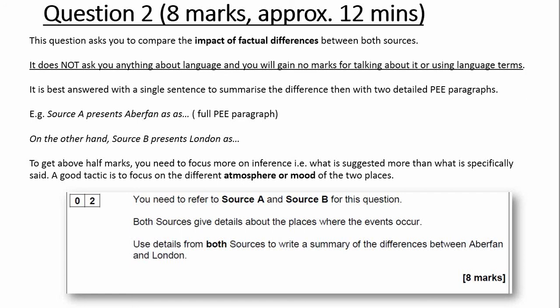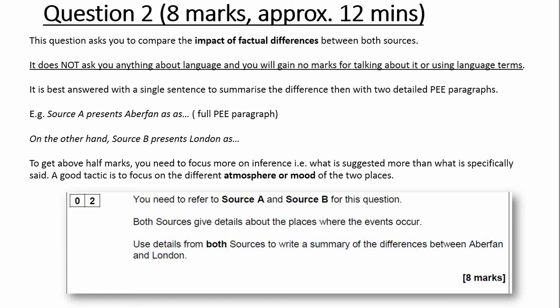You're looking for what is called inference, reading between the lines skills here. So what the differences actually suggest. So look at how, for example, Aberfan is described and think about what that suggests. So write a paragraph about the first text and then a simple discourse marker like, on the other hand, source B presents London as, and then repeat the same process. And if you can do that 4 times, great, 2 times minimum.